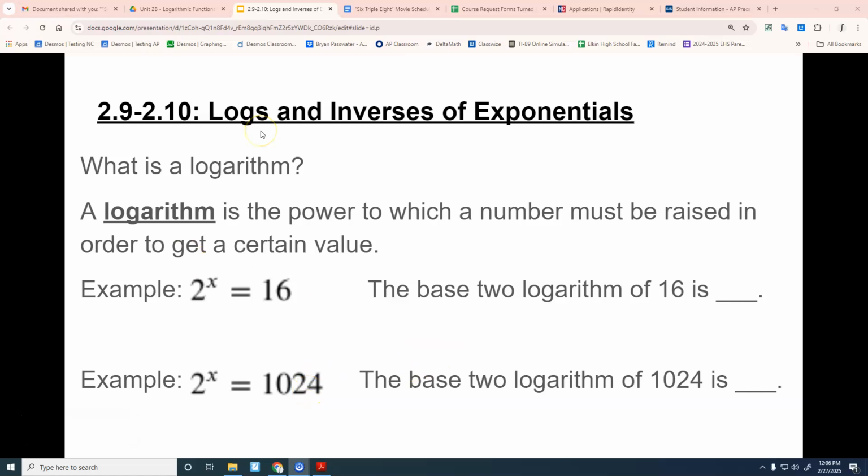So 2.9 and 2.10, or really all of the second part of Unit 2, deals pretty much with logarithms. I really like teaching logarithms. I think they're really interesting. I wish I could go into applications a little bit more than we do. But you have already learned about logarithms, but I usually find that students can't really answer this question: what is a logarithm?